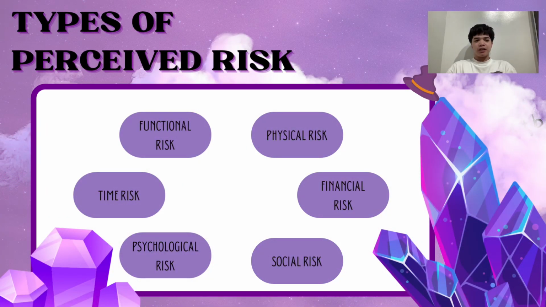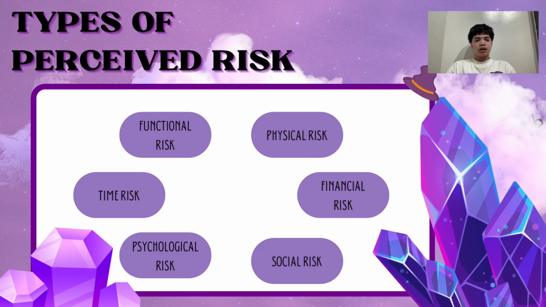This slide presents the types of perceived risks that influence consumer behavior when making purchasing decisions. Number 1 is functional risk. Functional risk concerns whether the product will perform as expected. Second is physical risk, fear of physical harm or health issues from the product. Third is time risk, worry about wasting time if the product fails or requires replacement. Fourth is financial risk, concern about losing money if the product is not worth its cost.